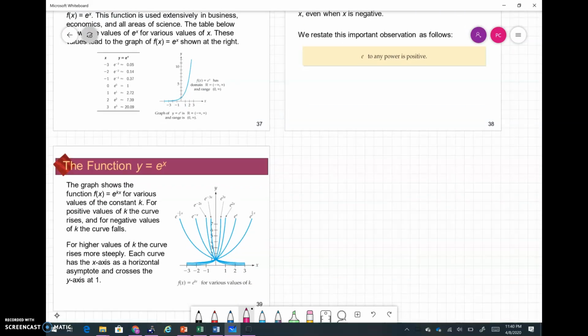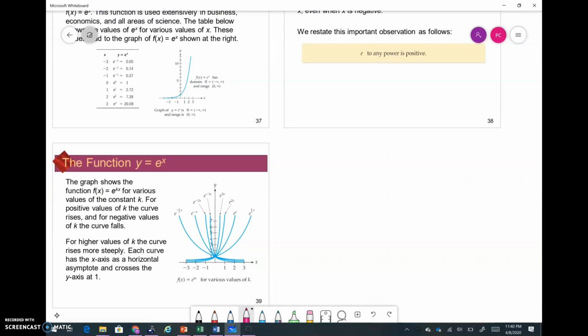Now, we can have functions where our e has different values. Sorry, just 1 second.